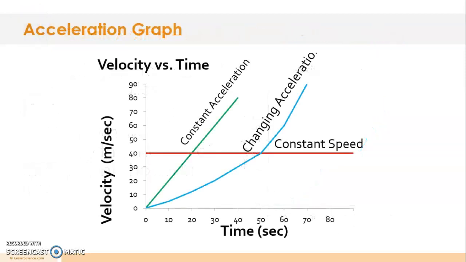Here is a graph that shows the three kinds of lines that we just took a look at. Constant acceleration would be the straight diagonal line. Constant speed or velocity is the red straight horizontal line. And changing acceleration would be the curved blue line.